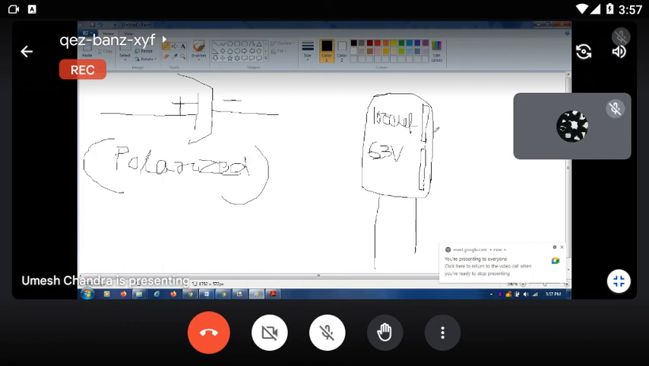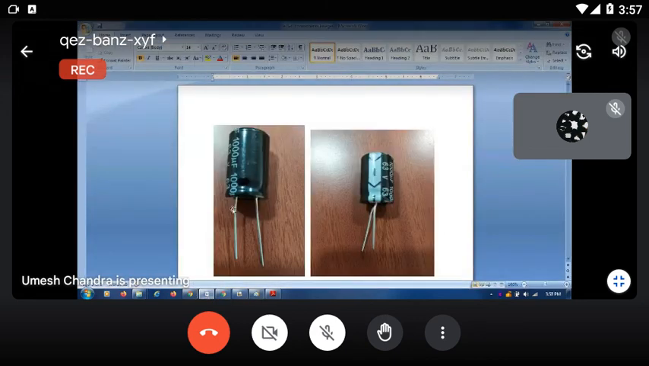Now you see, this is the physical capacitor. This capacitor has two terminals, one is bigger, another is smaller. Now you tell which side is positive, which side is negative. Bigger one positive. The bigger one is positive. Yes. In the figure, the bigger one is positive and the smaller one is negative.